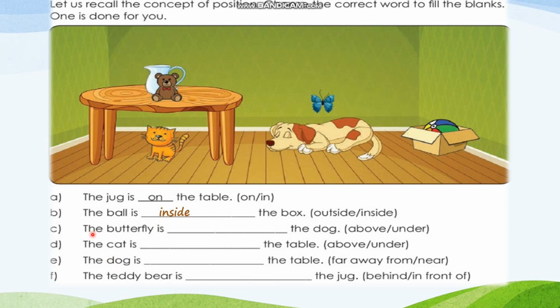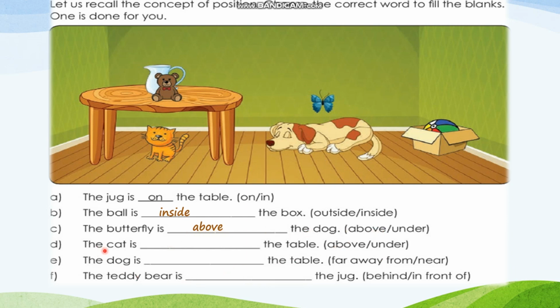Now the next question. The butterfly is dash the dog. Here is the butterfly. Above or under? Where is the butterfly? Above. Yes. So the butterfly is above the dog.